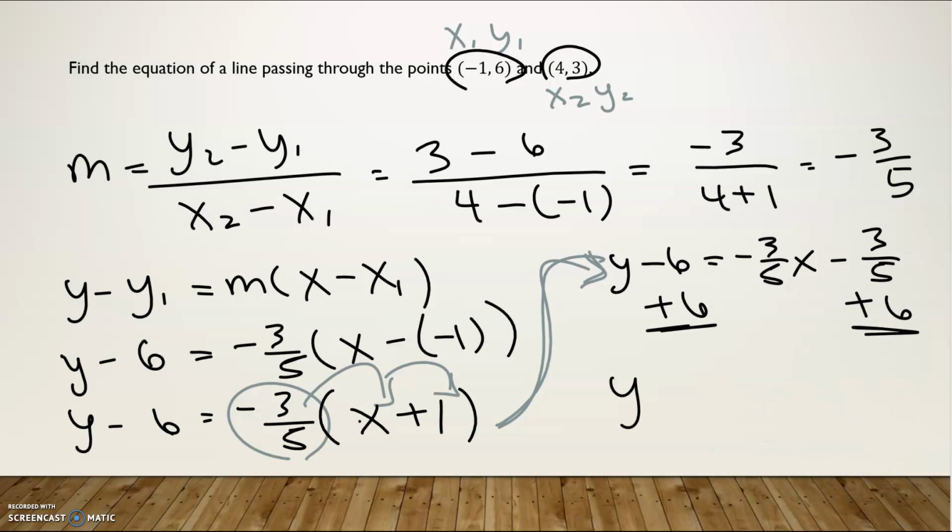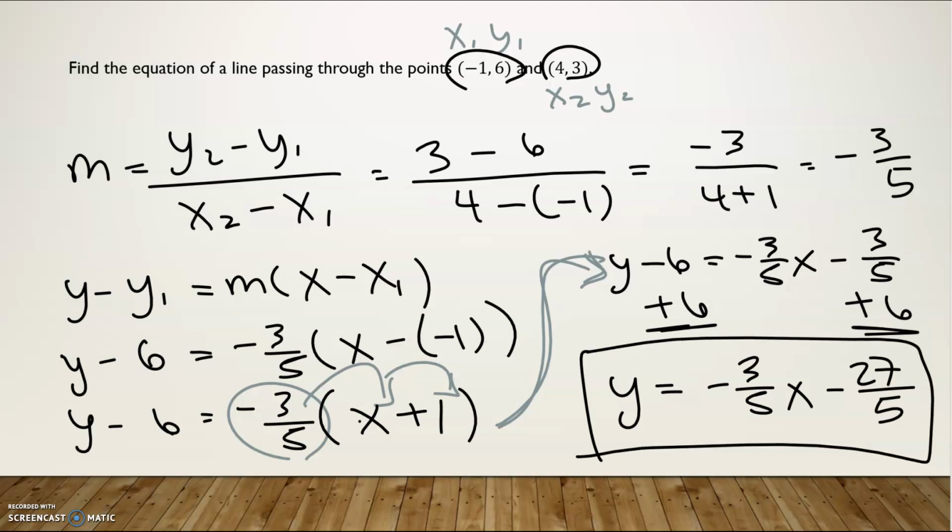So what we have is y is equal to -3 fifths x minus 27 over 5. And then there's our equation of a line. Make one little adjustment. That should be positive right there. Okay, so positive 27 over 5. So that should be our equation of a line for going through those 2 points.